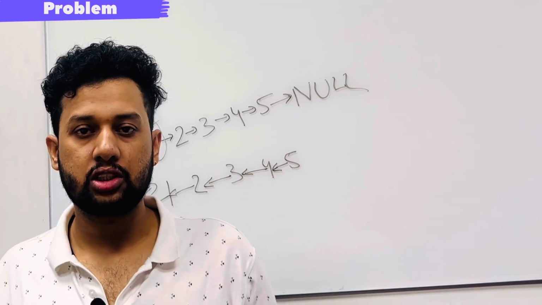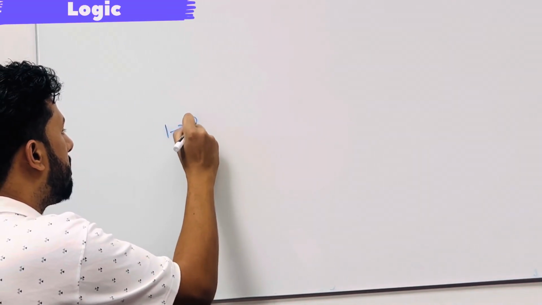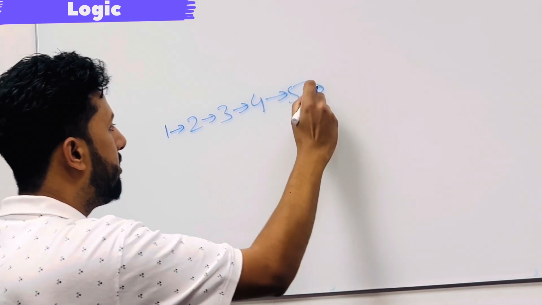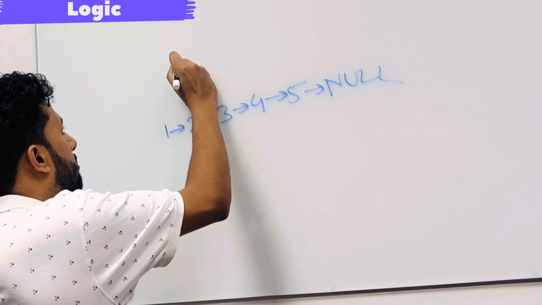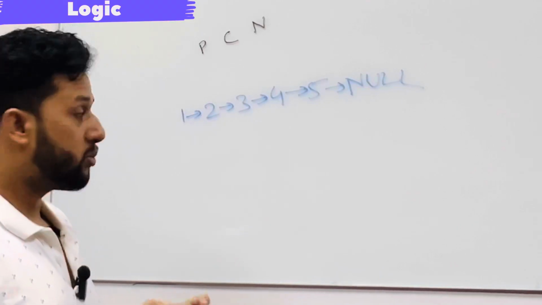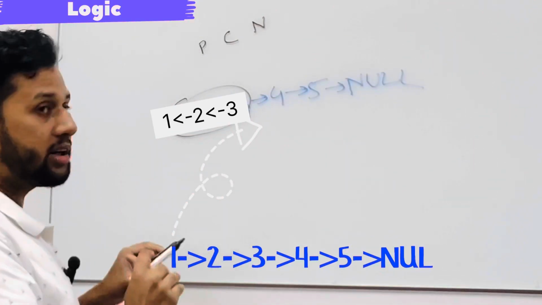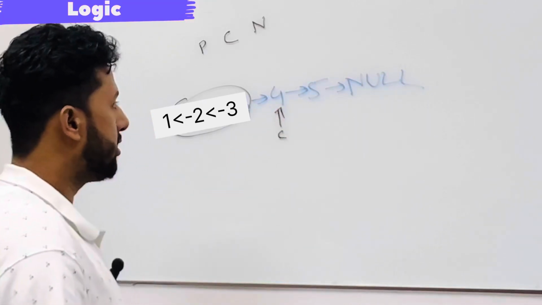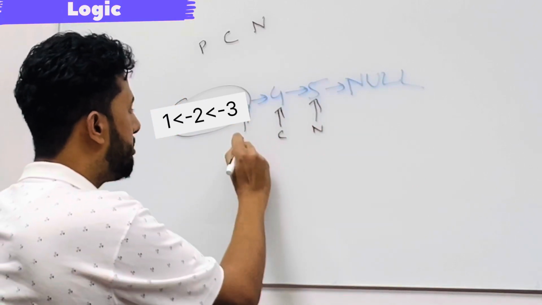So now I will explain the logic for solving this problem. Suppose we are having a linked list like 1, 2, 3, 4, 5 and null. So we will take three variables: previous, current and next. So let us assume till this part the linked list is already reversed. We are assuming like this particular part is already reversed. So now we will use these variables. So 4 will be our current node, 5 would be our next node, 3 would be our previous node.